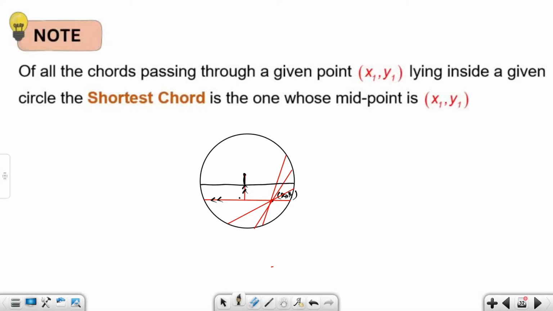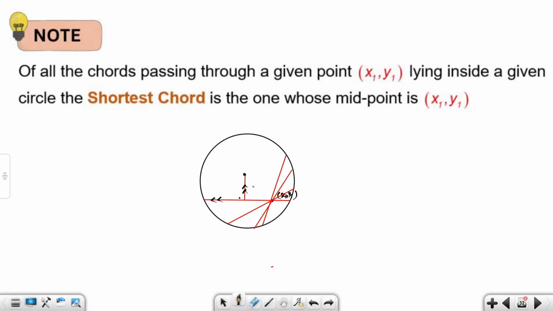Are you getting my point? Let me explain again. The closer we come to the center of the circle, the longer the chord is. That is why when a chord passes through the center, it becomes the diameter, and the diameter is the largest chord. The more we go away from the center of the circle, the shorter the chord is. Yes or no?